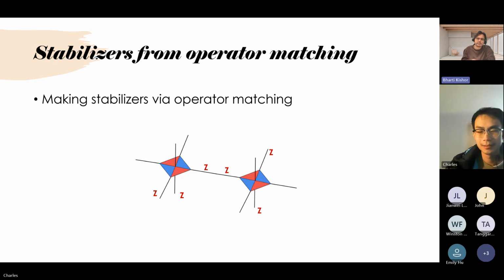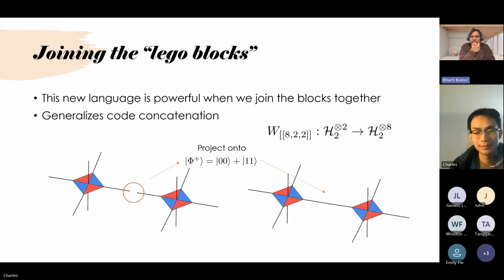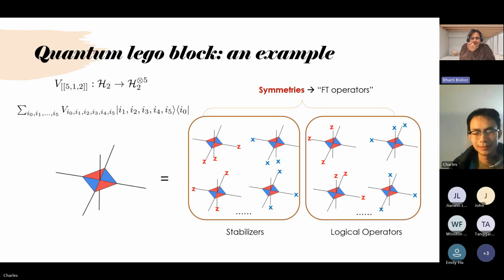So like Charles, can you go to the previous slide? Yes. So you mentioned that once you have, I think the one even before that. Oh yeah. Yeah, here. So you said that the symmetry basically helps you determine which ones are the stabilizers and which ones are the logical operators. So is it like what symmetry will you explain? Which one do I call a stabilizer and which one do I call a logical operator? Oh, excellent. Okay, so I was trying to skip ahead, but it's a very interesting question.